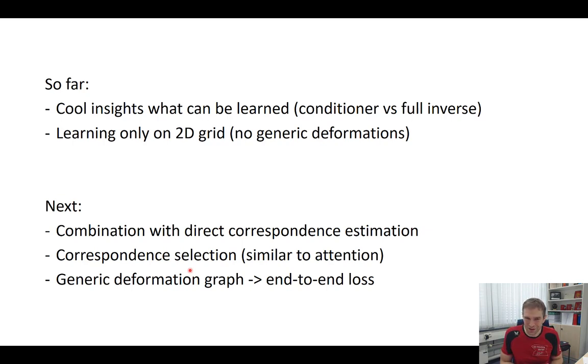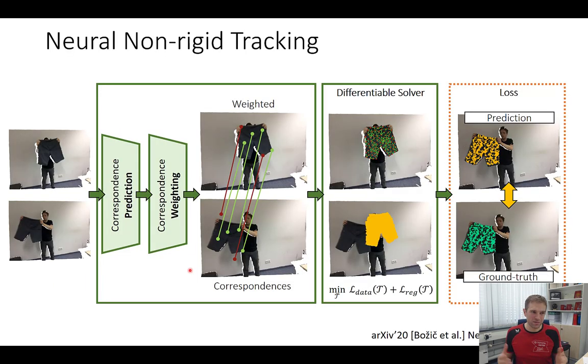So traditionally speaking, you have some outliers in an optimization problem, right? What you want to do then is figure out what the outliers are, and you want to learn basically a weight for each correspondence. You want to optimize for this weight, of course. But now what we want to do is learn it, because we can differentiate through our solver. And this is a project which we're calling neural non-rigid tracking.